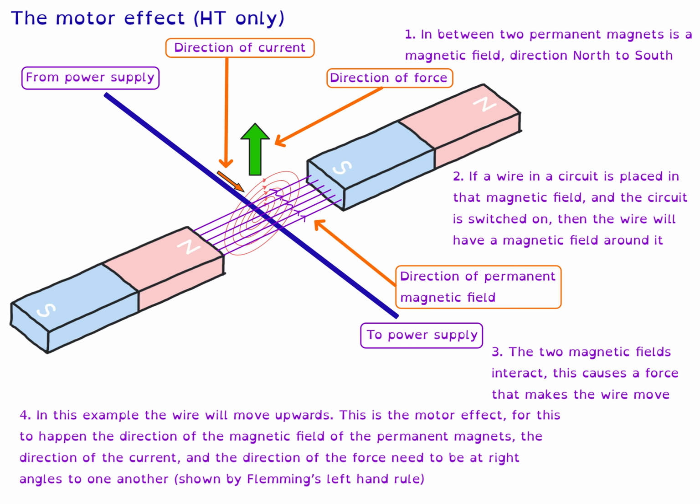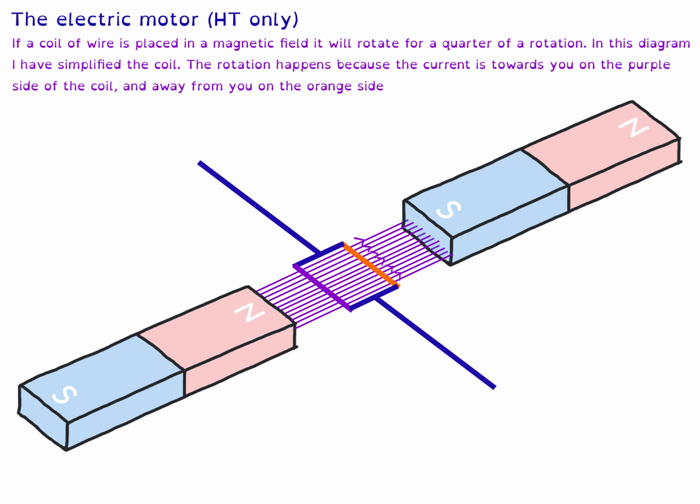For this to happen, the direction of the magnetic field of the permanent magnets, the direction of the current, and the direction of the force need to be at right angles to one another, and this is shown by Fleming's left-hand rule. If a coil of wire is placed in a magnetic field, it will rotate for a quarter of a rotation. In this diagram, I have simplified the coil.